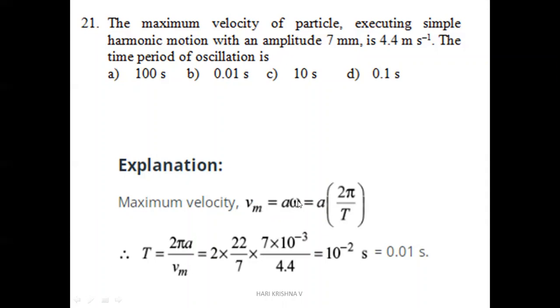So Vm is equal to A omega. Omega value is nothing but 2 pi by T or 2 pi nu. So T is equal to 2 pi A by Vm. So 2 into 22 by 7 into amplitude 7 mm, that is 10 raised to power minus 3, divided by 4.4, which is given. When you solve it, we get 10 power minus 2, or 0.017. Option B. Clear?